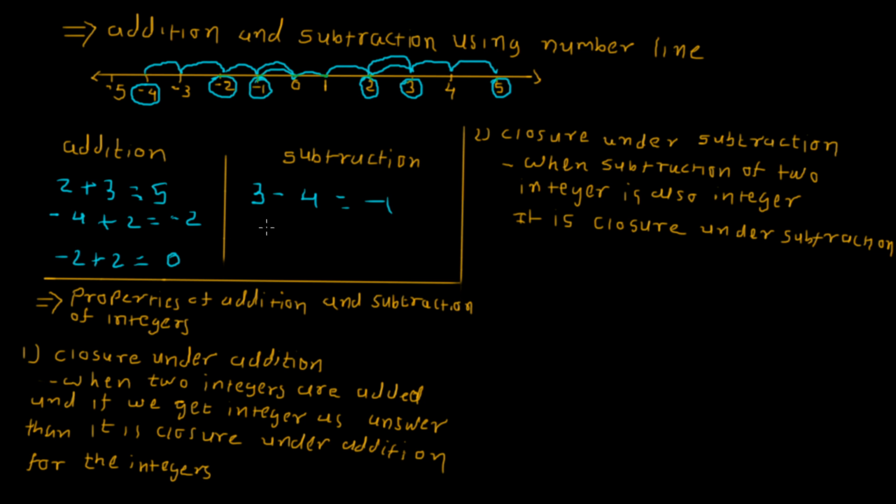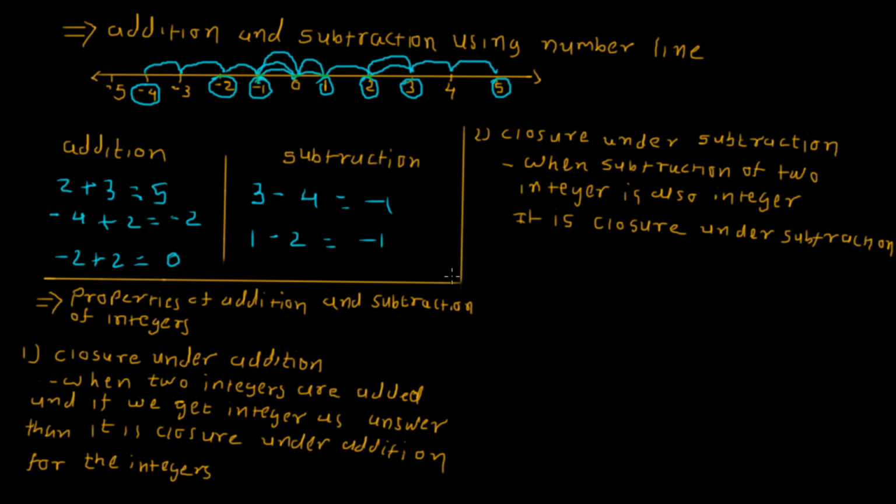Okay, let's take one more example to understand it. Okay, 1 minus 2. Okay guys, here we have 1, we are moving 2 steps to the left side. 1, 2, what we get is -1. So guys, this is the way we can do addition and subtraction on the number line.